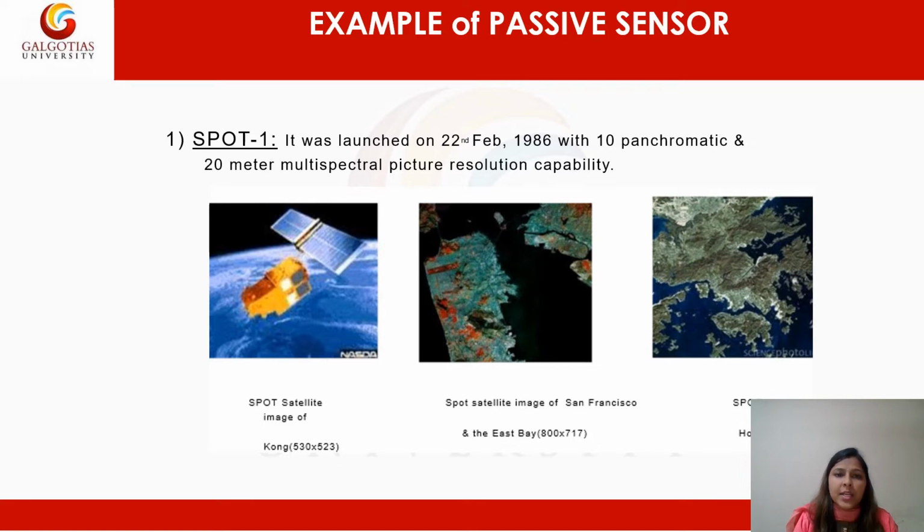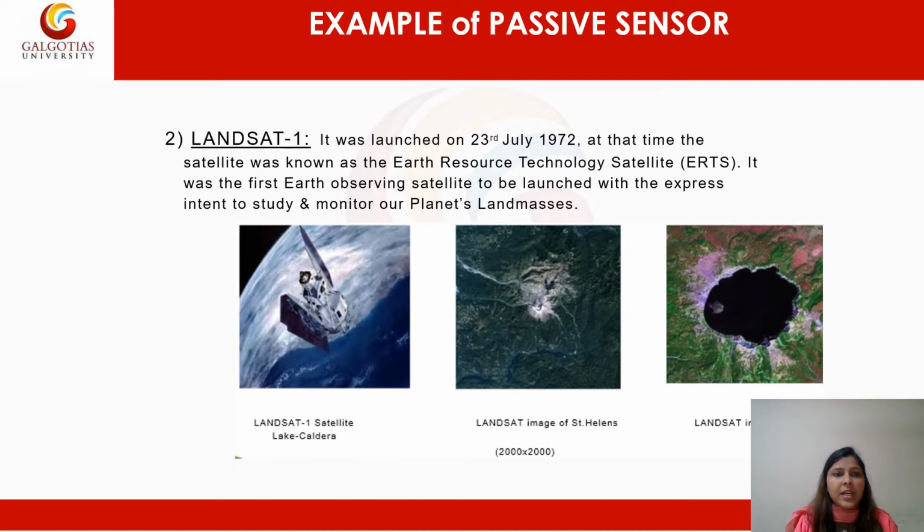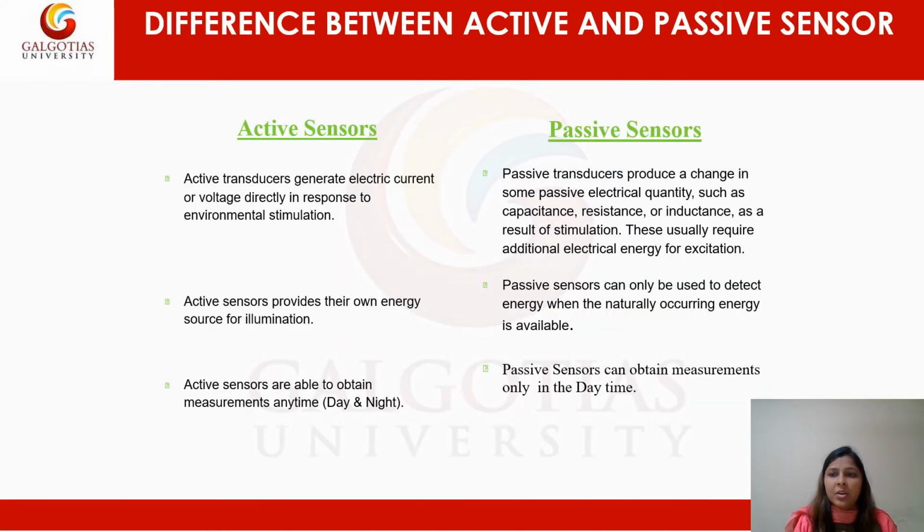SPOT-1 is also a passive sensor satellite, or a satellite that used a passive sensor. It was launched in 1986. Similarly, Landsat-1 is also an example of a passive sensor. It is also known as the Earth Resources Technology Satellite. So it used passive sensor technology.